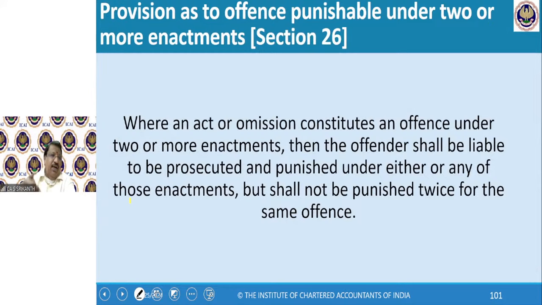This is a very interesting point. Where an act or omission constitutes an offense under two or more enactments, then the offender shall be liable to be prosecuted and punished under either or any one of those enactments, but shall not be punished twice for the same offense. See, he has committed an offense, and that act is an offense under both laws. Now, can he be punished under two laws? No. You choose which law you want to punish under, but he cannot be punished twice for the same offense.